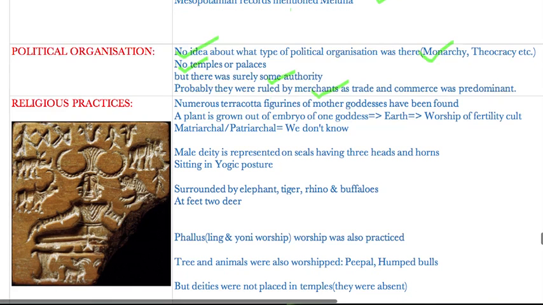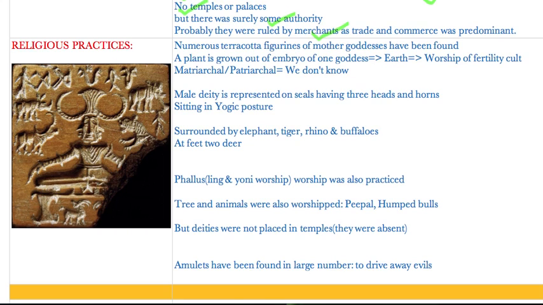Then we will see some religious practices followed by them. Numerous terracotta figurines of the Mother Goddess have been found. A plant is growing out of the embryo of one of the goddesses, which points to the worship of Mother Earth. So a fertility cult was present, but whether it was a matriarchal or patriarchal culture, we can't say. The Egyptian culture was matriarchal, but we don't have any evidence whether Harappan culture was matriarchal or patriarchal.